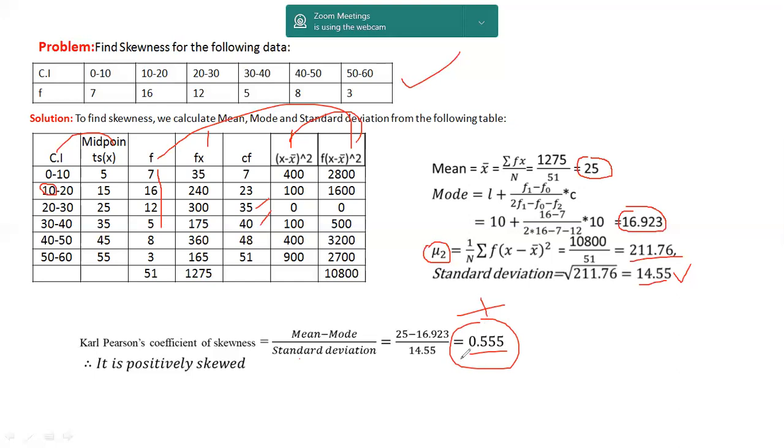If we get any negative value, say instead of 0.555 I got minus 0.555, then I say it is negatively skewed. If we get a value equal to 0, then we say it is symmetrical. No skewness is there. Okay.